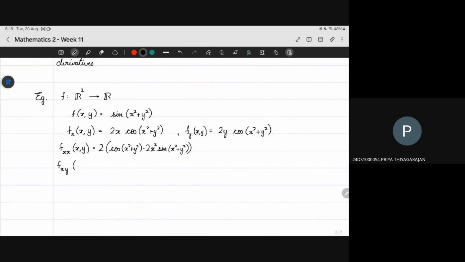And let's stay on the partial derivatives of f_x itself. If I differentiate with respect to y, I'll get minus 4xy sine of x squared plus y squared: 2x, minus sine, and another 2y. Yeah, if I make a computational error, please let me know. Yeah, this is okay.